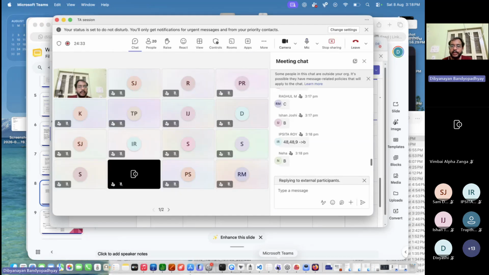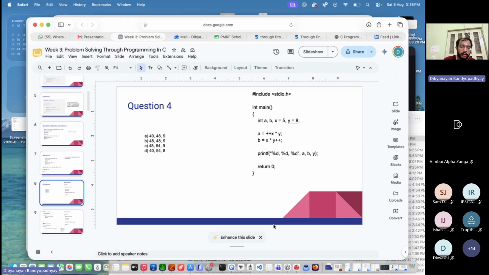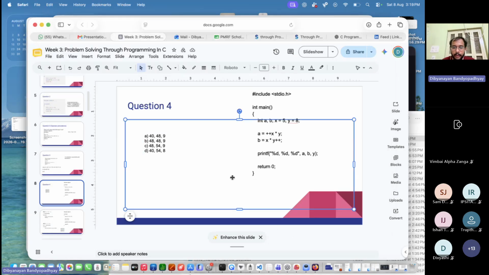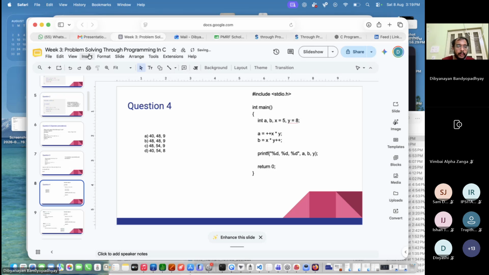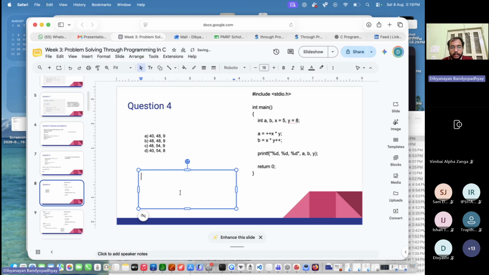Okay, people are saying B, so let me see what the actual answer is. The value of A and B you have to determine, but X, as we know, is 5 and Y is 8. So this is the expression actually.